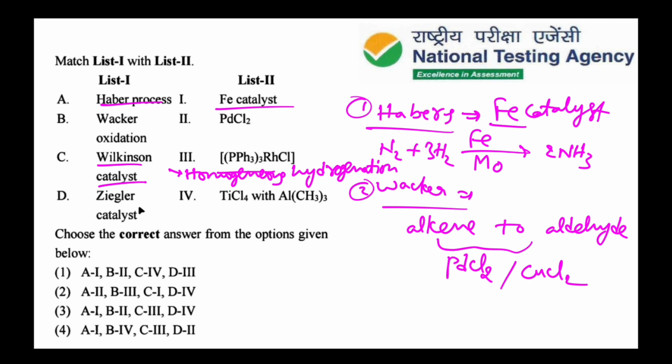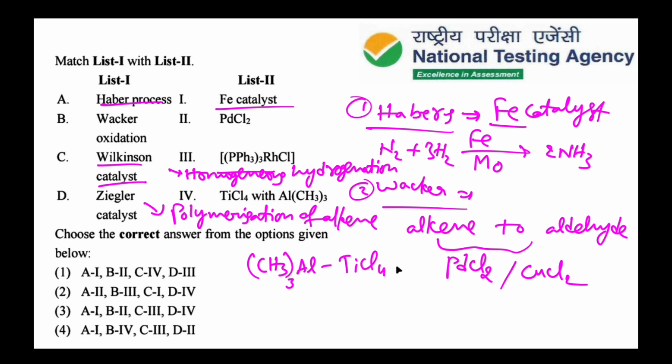Then Ziegler-Natta catalyst. It is used for polymerization of alkene, polymerization of ethene. That is trimethylaluminum with titanium tetrachloride. This is Ziegler-Natta catalyst. So the correct option is A1, B2, C3, D4. Option 3 is the correct representation.